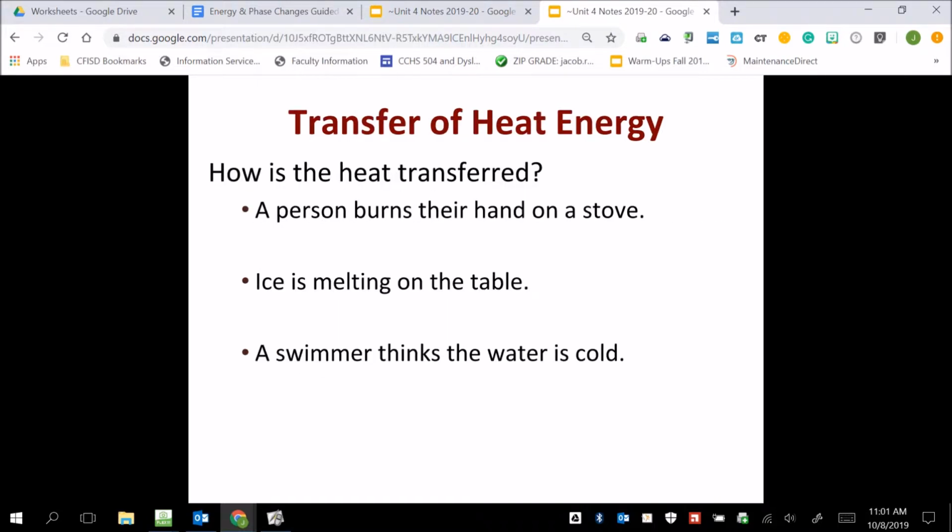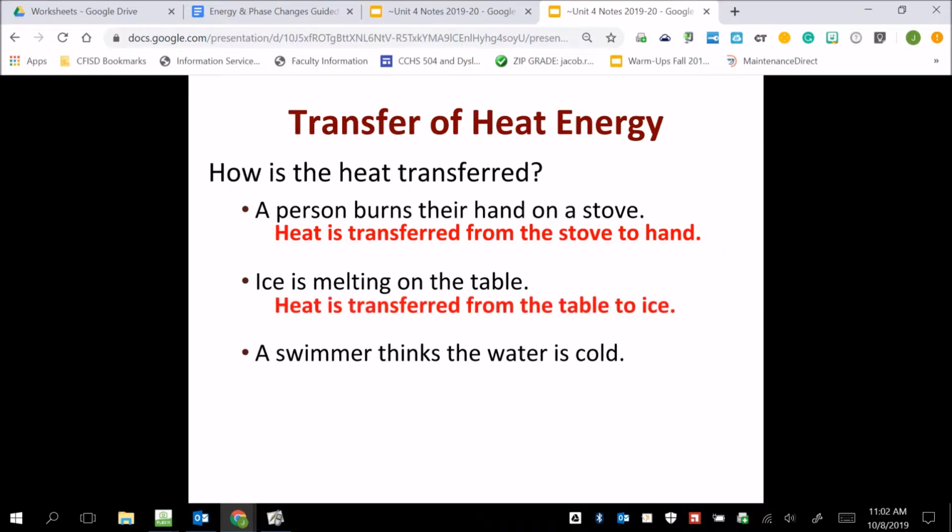So transfer of heat. So let's do some real practice here. How is heat transferred? A person burns their hand on the stove. So what is the energy going from here? What's the hot thing? Hopefully you got that it's the stove. So it is going from the stove to the person's hand. Okay. Ice is melting on the table. Well, you first have to think, what object is hot? Well, the table is hot. So that means the energy is going from the table to the ice.